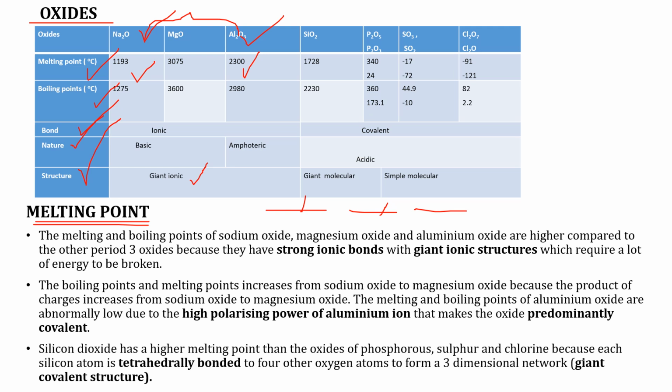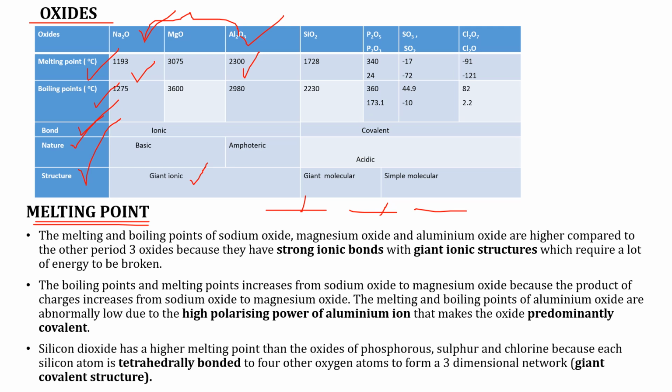First of all, we're having a decrease in the ionic radius of the cations. The ionic radius is decreasing. That means the ionic bonds holding the giant ionic structures are going to be shorter. And once they are shorter, they are going to be stronger. Hence, they are going to require more energy to be broken.